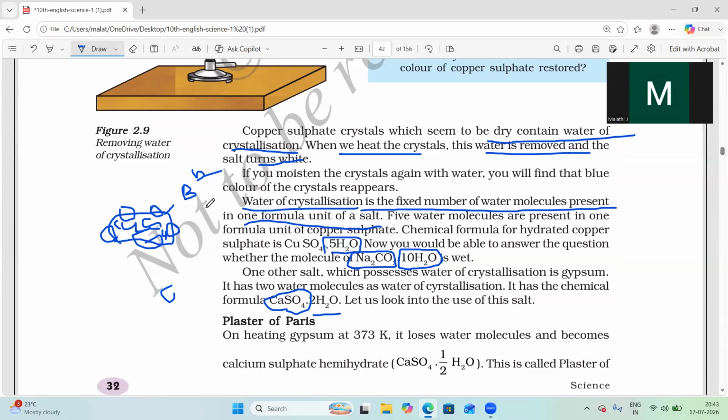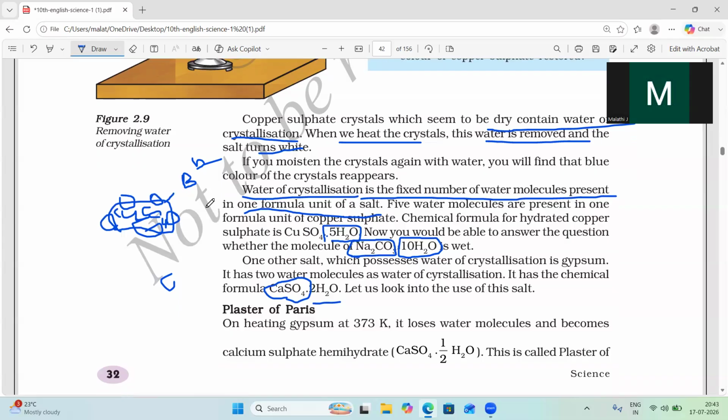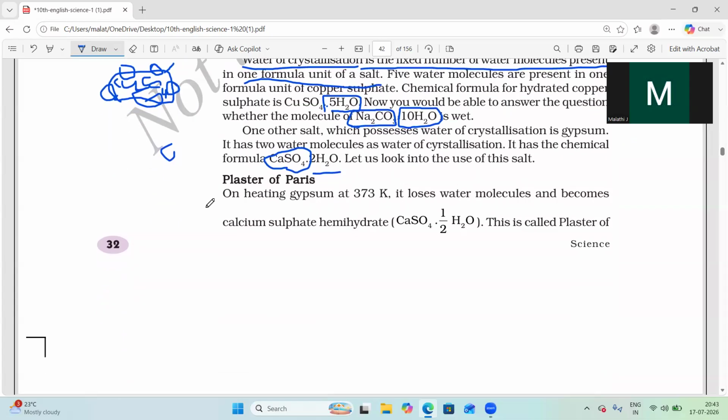So do all compounds have color because of water of crystallization? No, no, no. Only a few compounds are colored. Only for a few compounds is water of crystallization responsible for the color. If you start heating, it starts evaporating, then the compound becomes white.